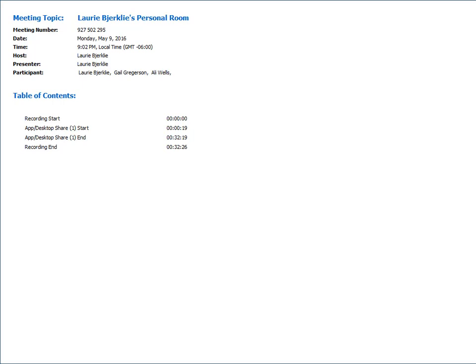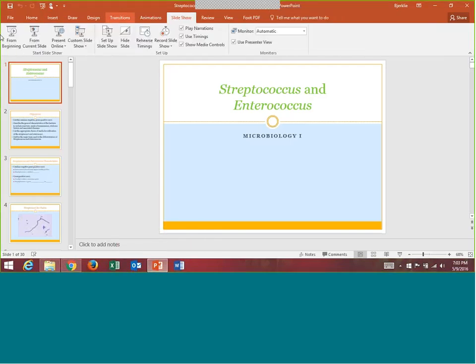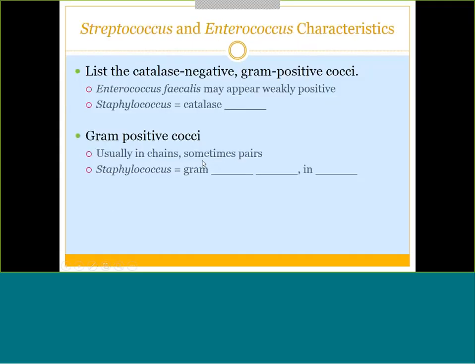We are going to jump into our other major group of gram-positive cocci this week, and it will be strep and enterococci. So you probably have already heard about these two groups, especially from last week when I talked about them, but we are officially going to go through them today. I'm just going to share my screen so I can pop up the PowerPoint here, and we will just get started. Okay, so Streptococcus and Enterococcus.